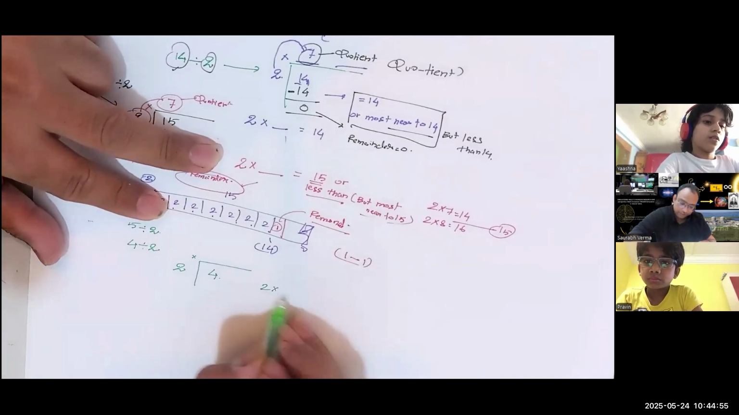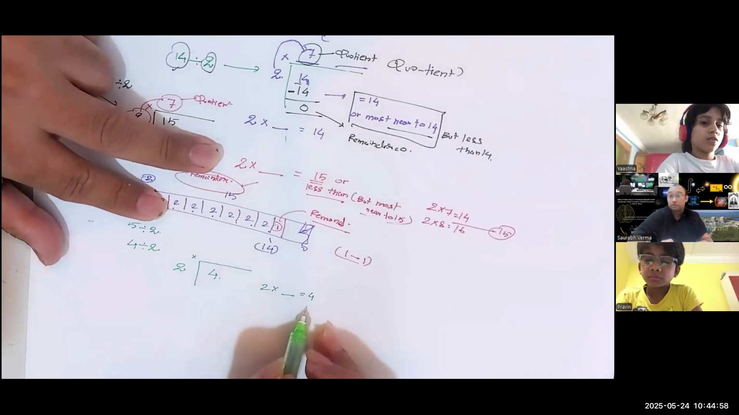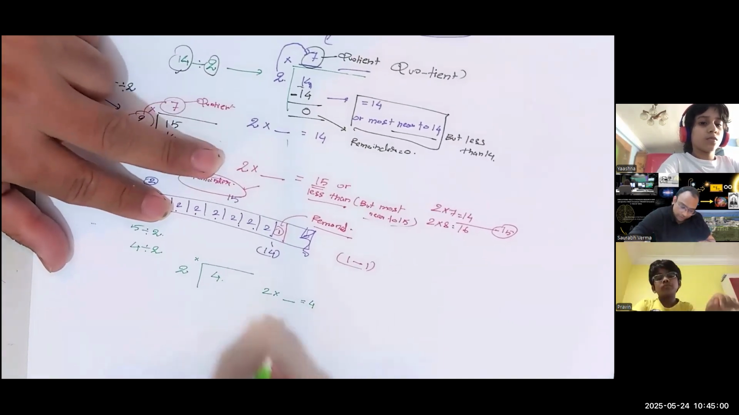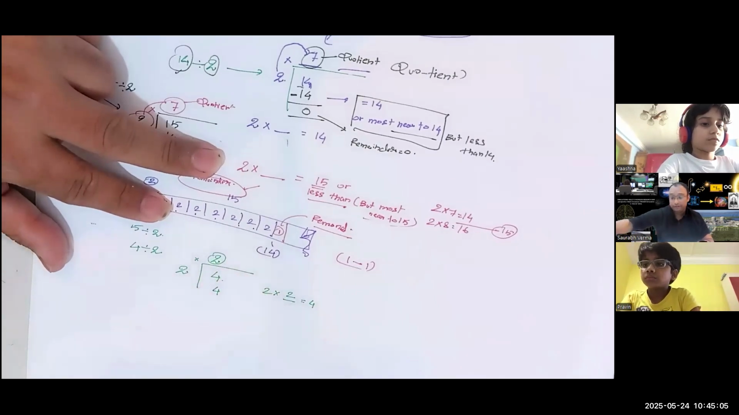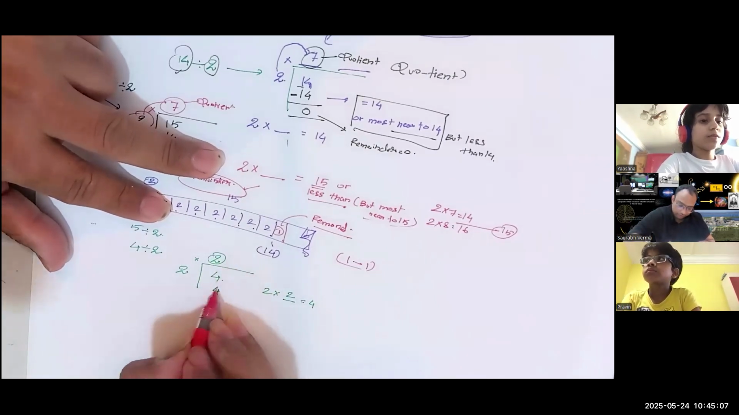2 multiplied by what should be equal to 4, or less than 4 but nearest to 4? 2. Very good. So 2 will be here. It means that I need to write the 4 over here, and I have to subtract.